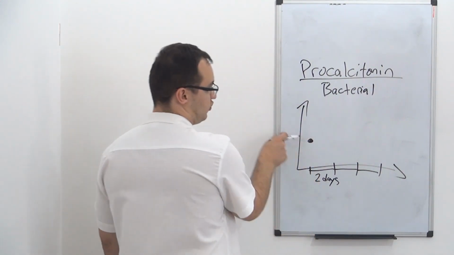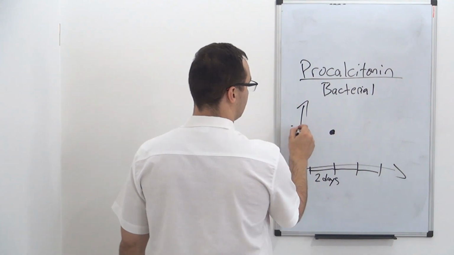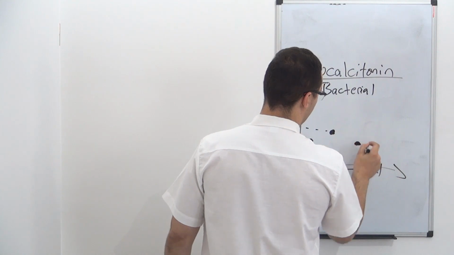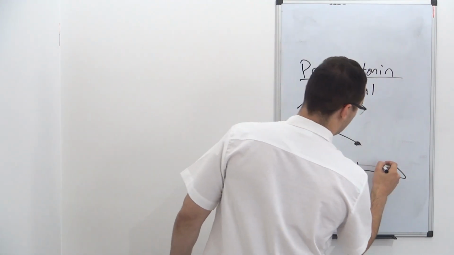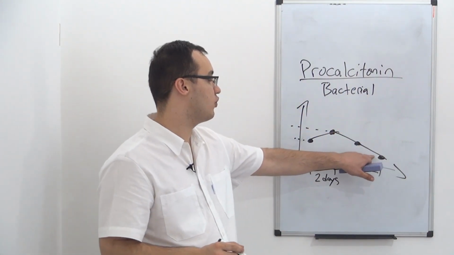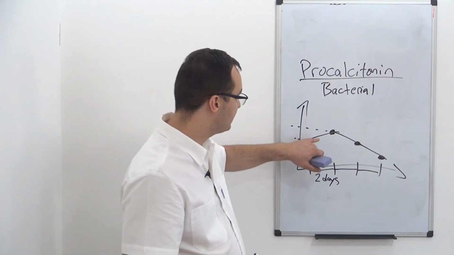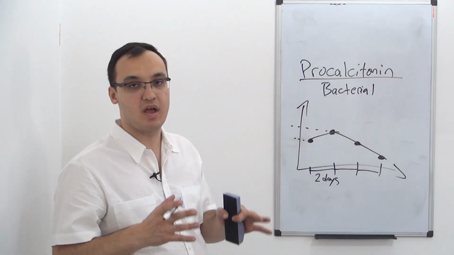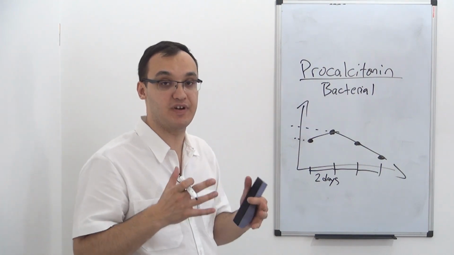So first day it was at this level, okay? Second day maybe it's increased. Third day, after 4 days, it's decreased. Before we allow the patient to go home, this level has to be decreased, the procalcitonin, because this shows us how high the infection is, how high the bacterial infection is.